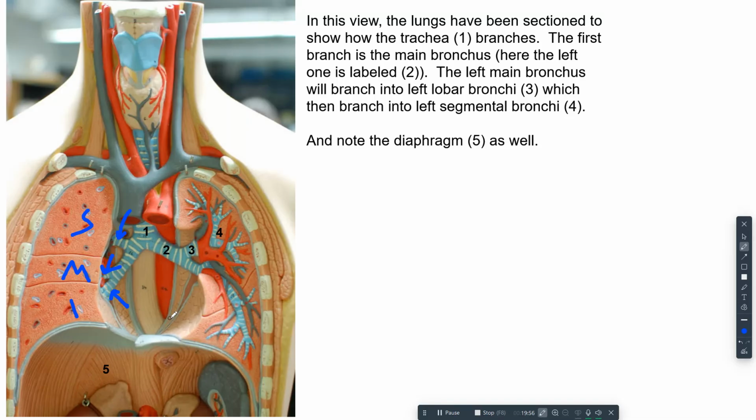Now, lobar bronchi then branch to give us what are called segmental bronchi, and I see some segmental bronchi here as well. I also look at my diaphragm. Sometimes people get confused and they think the diaphragm is only like this line right here, not realizing it is dome shaped. So all this muscle that you're seeing in here is the diaphragm. So if I put a tag down here, don't get confused, that's the diaphragm.